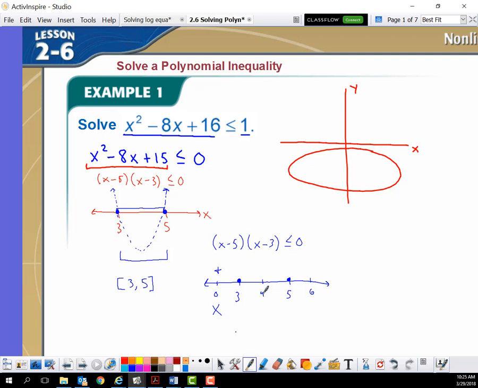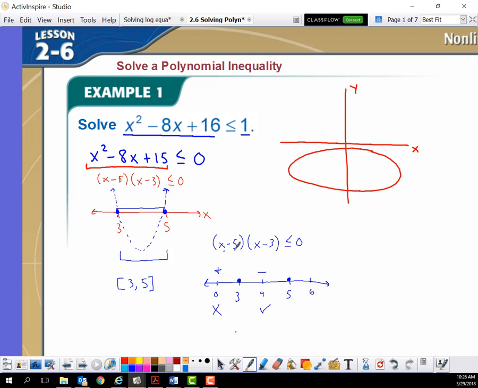Same thing, we can plug in our 4. So 4 minus 5 is negative 1. 4 minus 3 is 1. So negative 1 times positive 1 does give me a negative in that region there. So anything between 3 and 5 gives me a negative value. And that section would work on this original inequality.